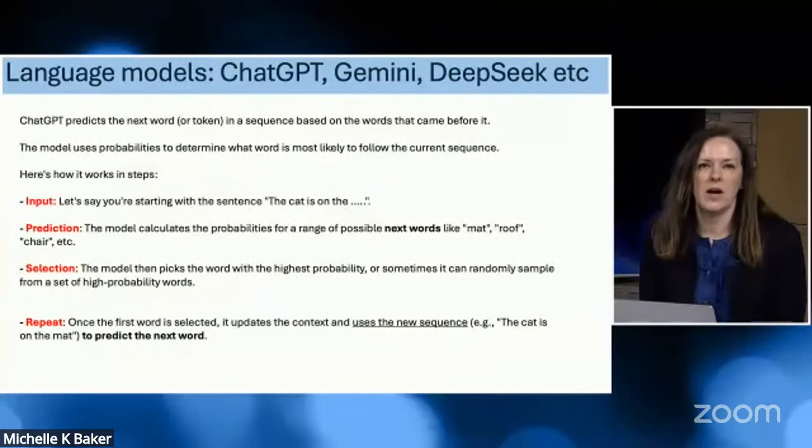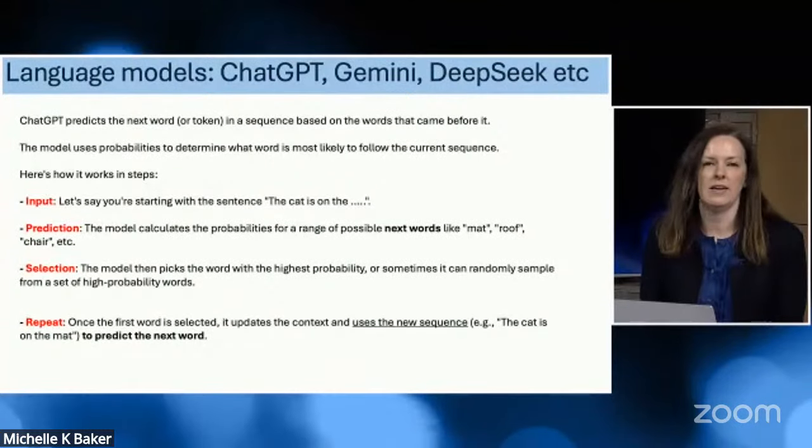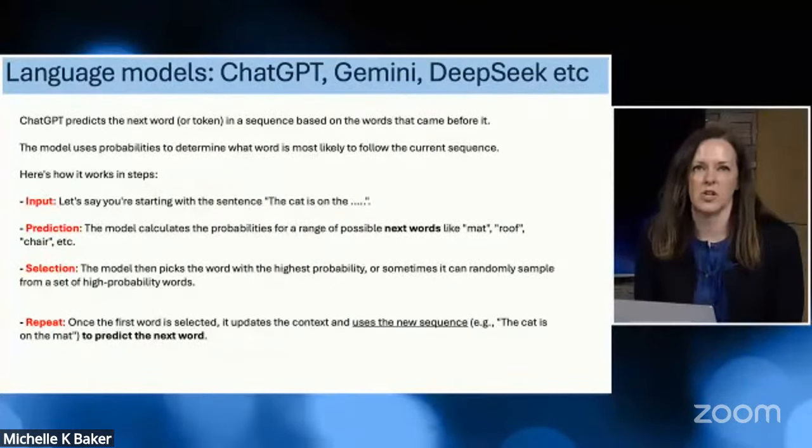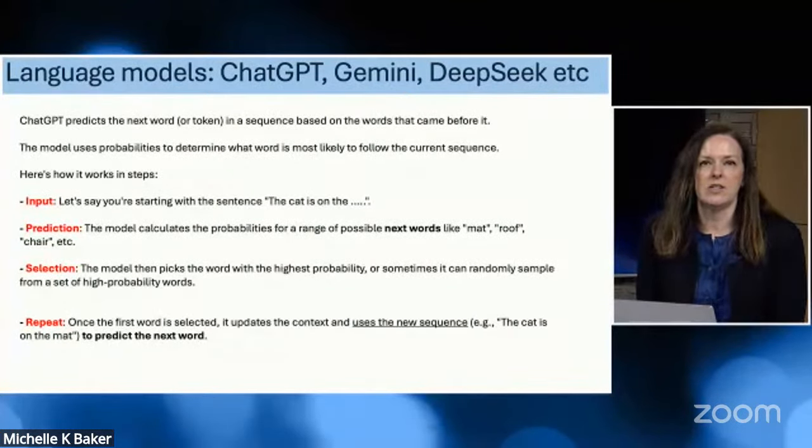So large language models, these are what the hype is all about. ChatGPT, Gemini, DeepSeek, etc. All they're doing, literally all they're doing, is predicting the next word or token based on the sequences of words that came before it. So here's how it works in stages. You have input. Let's say you start with a sentence, the cat is on the, and there's a space, like there's no answer yet.